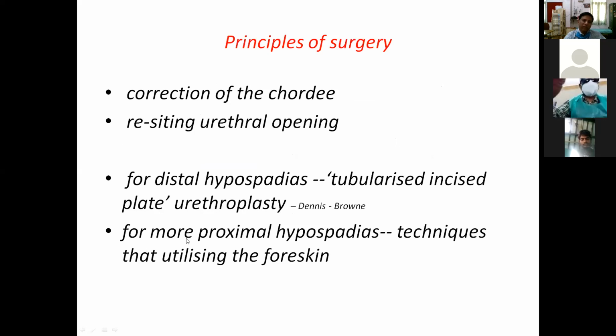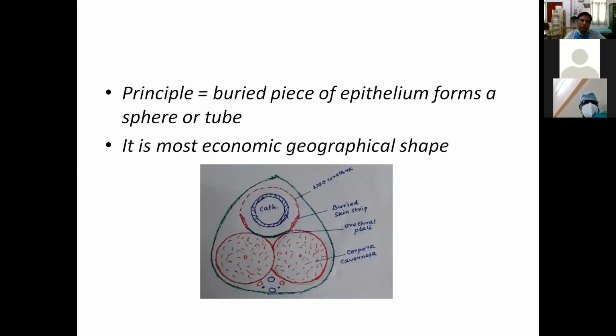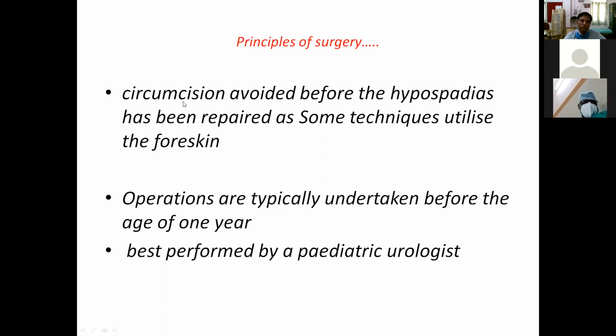Second one, where the opening is more proximal, penile, penoscrotal, etc., you can utilize the foreskin for reconstructing the urethra. So these are the principles of the operation. That's why hypospadias is a contraindication for circumcision. You should not excise extra foreskin before reconstructing the urethra. So circumcision is a contraindication in case of hypospadias. Circumcision should be avoided before hypospadias has been repaired, as some techniques utilize the foreskin.